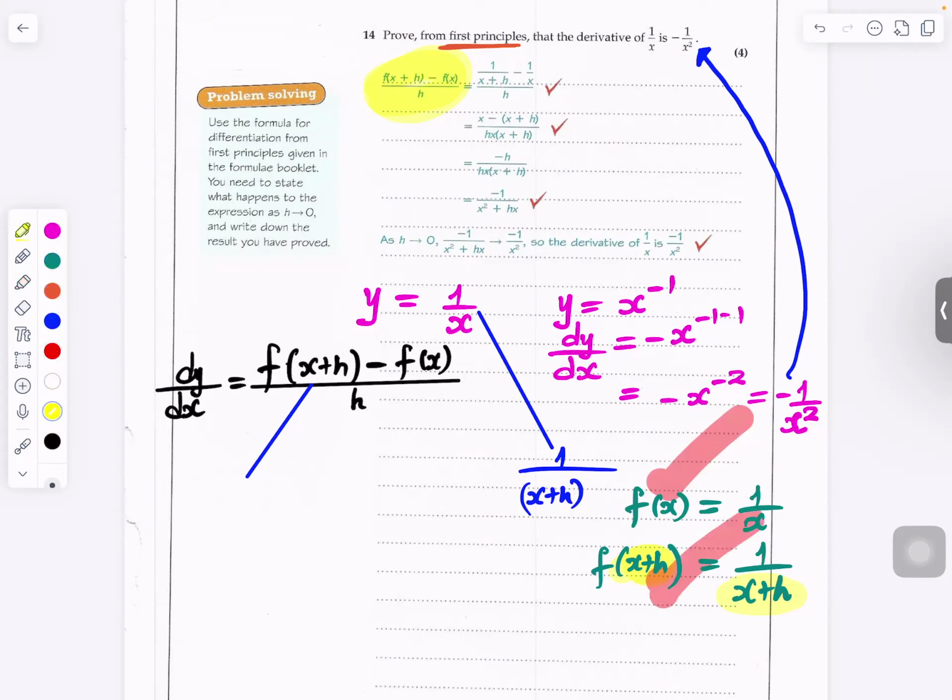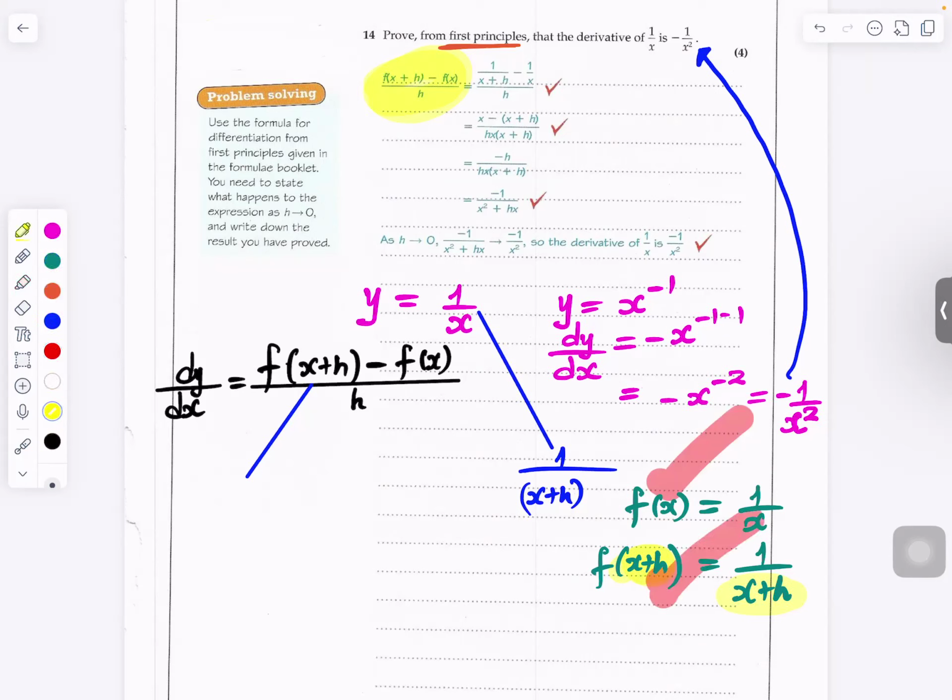Yes, sir. Now, what we want to do now is we had the h underneath to divide now. So all of this divided by this h was under there. So we divide now by that h. So we would write it as minus h over x bracket x plus h divided by h.